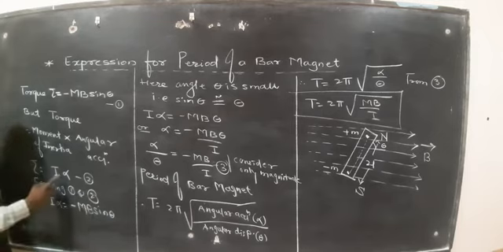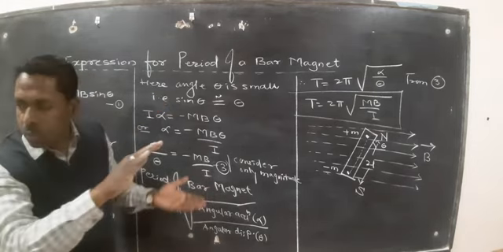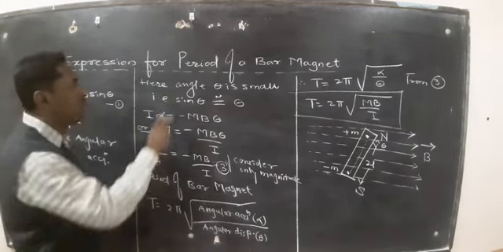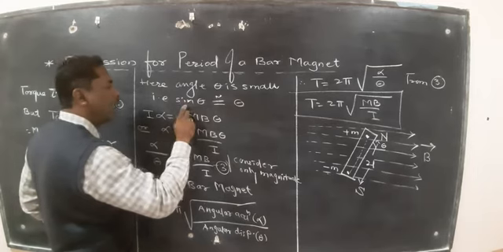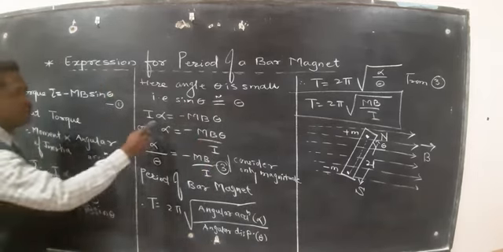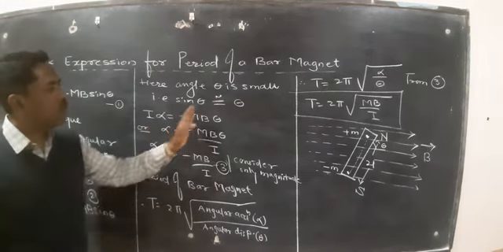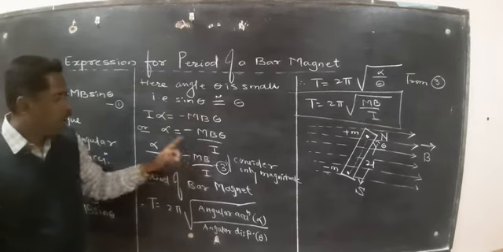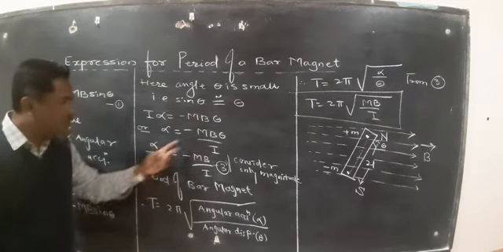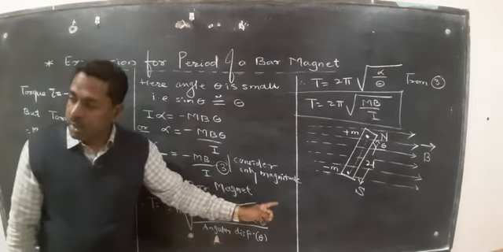Equating 1 and 2, I alpha is equal to minus mb sin theta. What about theta? How much would the bar magnet rotate? A little amount. It means that here theta is small and sin theta is equal to only theta. So it becomes I alpha is equal to minus mb theta. Alpha is equal to minus mb theta upon I. Alpha upon theta is equal to minus mb upon I. Here consider only magnitude, ignoring the negative sign.